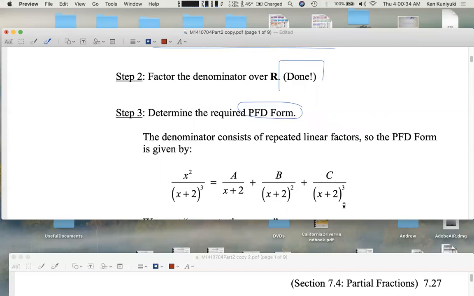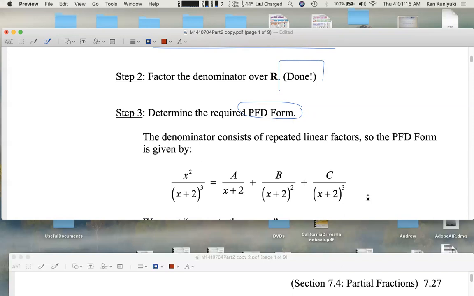Now, if you wish, or if your friend wishes, your friend could have written the PFD form basically in reverse. So maybe your friend puts the cube down here, keeps the square here, puts the first power down here. That's okay. There are various ways to write the PFD form. Maybe your friend likes to decrease the power. That's fine. But you basically have to have something like this, where you have unknown real constants on the top and the first, second, and third powers of x plus 2 on the bottom. And you can reorder these fractions. That's fine.